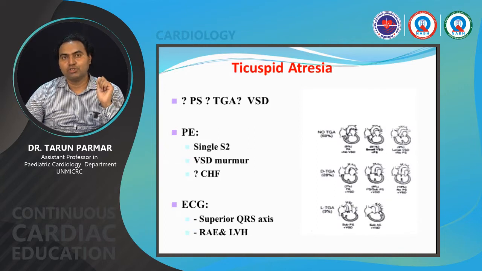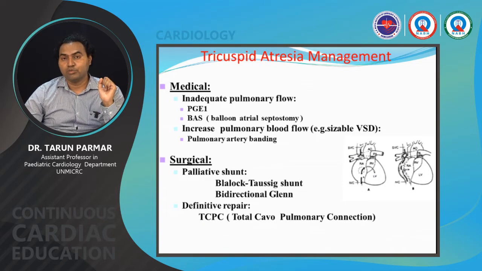Likewise, tricuspid atresia, this is a single ventricle physiology. In this condition, there is a single S2, a VSD murmur may be present, and ECG shows superior axis, right atrial enlargement and LVH. Management is for single ventricle physiology, so you go for either a BT shunt in the initial phases and then BDG and Fontan later on.